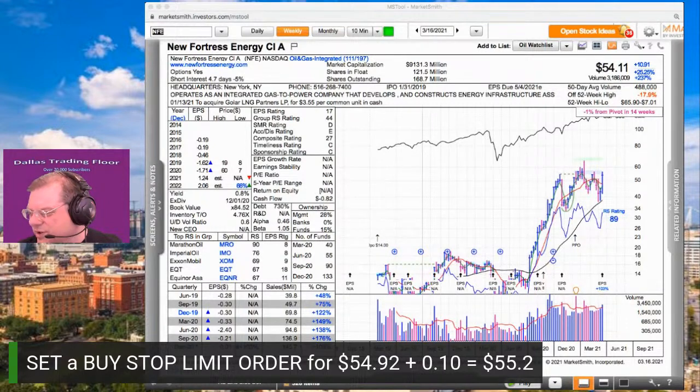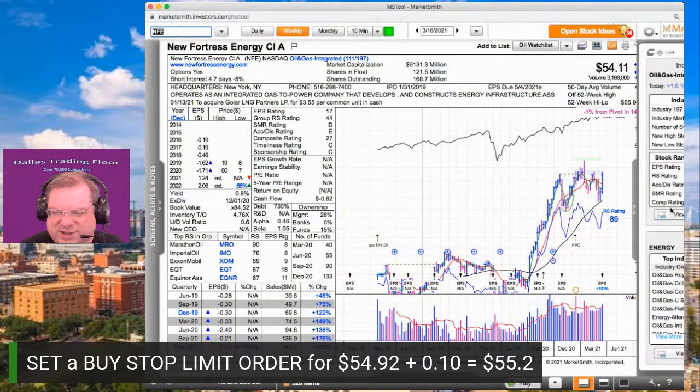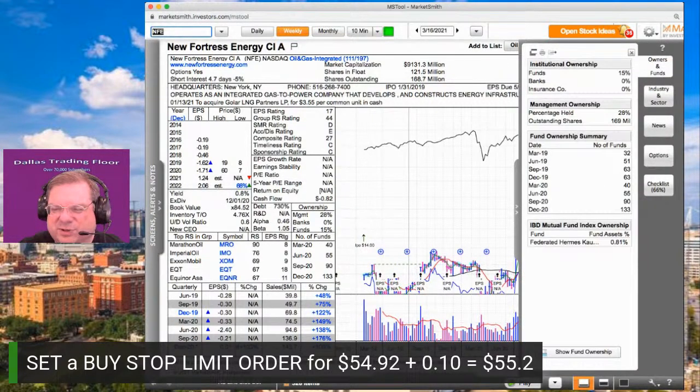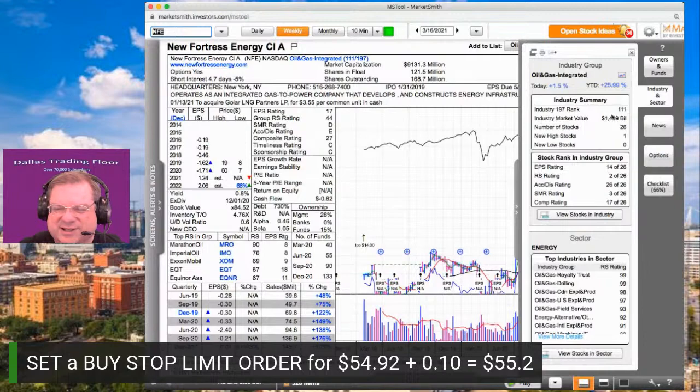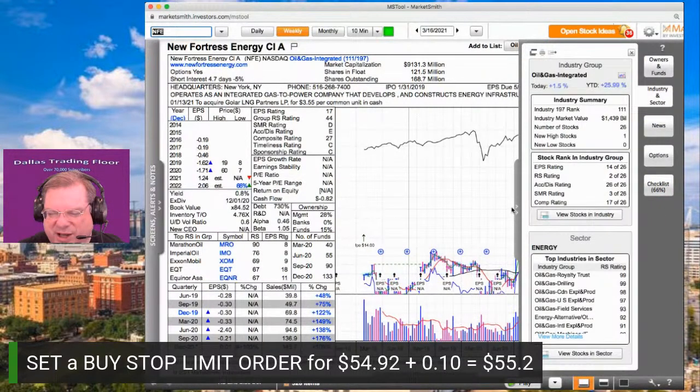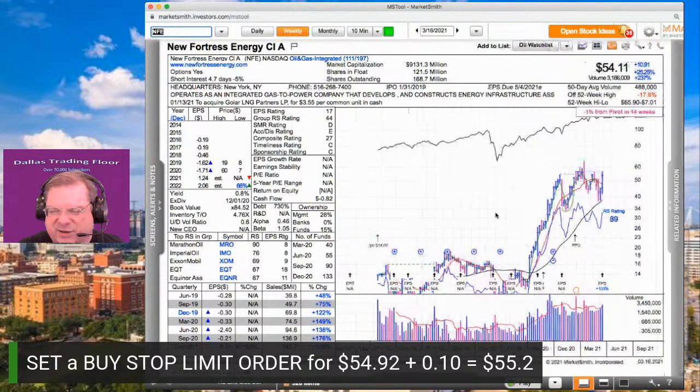I do think that this one is right there right now. So here's how I would play this one. This is viable. This is absolutely viable, and it's got everything going for it. This is a good one. It's got a checklist that's good. It's got ownership which is good. Its industry is low, but it's oil and gas. I do think that this one is potentially a buy, but here's how I would buy this one.